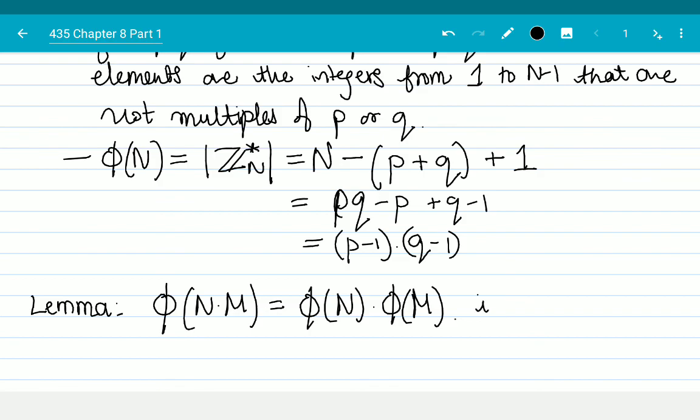If GCD of n, m is equal to 1. Okay, I'm not going to prove this, but this is a very useful theorem.